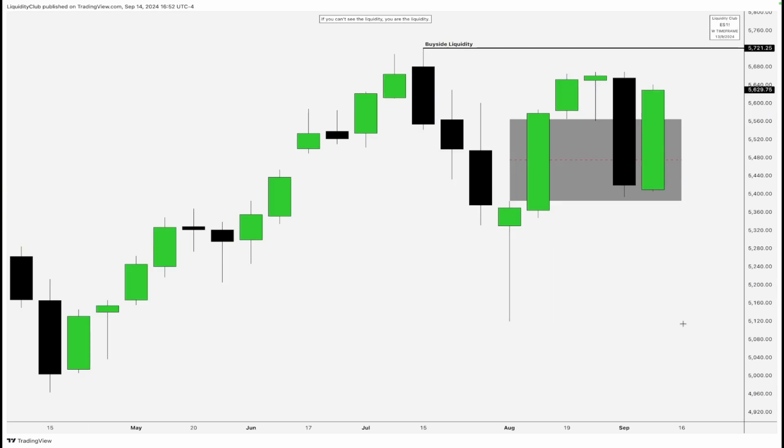Going to ES here, I'm viewing the continuous contract and I'm viewing the weekly time frame chart. As you can see, we've seen a reaction trading off the fair value gap, as I've been calling out. I'm looking at this buy side liquidity as a target to be targeted in the future.